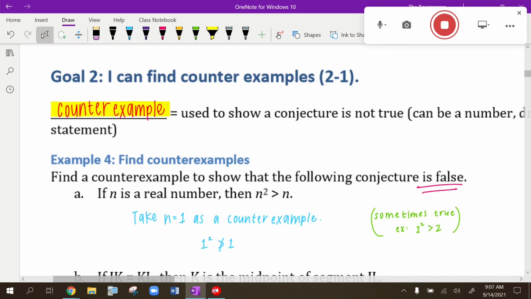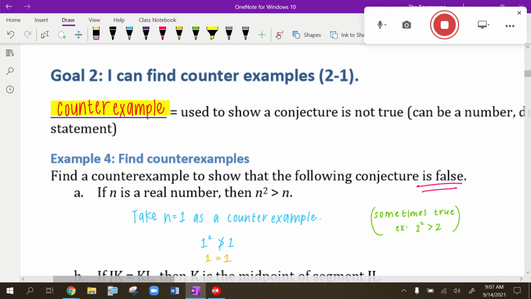Positive 1 is a counterexample. The reason why positive 1 is a counterexample is because it is a real number, but n squared is not greater than n. If we think about it, 1 squared, is it greater than 1? No. 1 is equal to 1, not greater than 1. So we know that sometimes this is true. For example, 2 squared is greater than 2. But when you're looking for a counterexample, you are looking for a number or a figure to show when this is false. Why is it false? Let's do another one together.